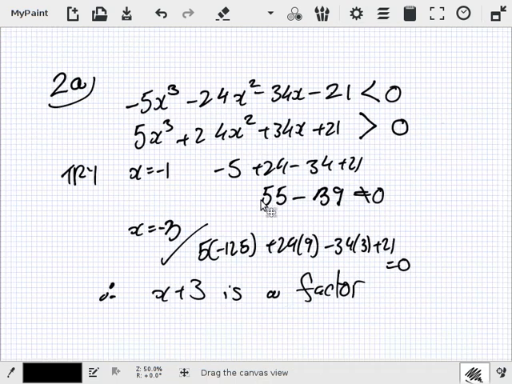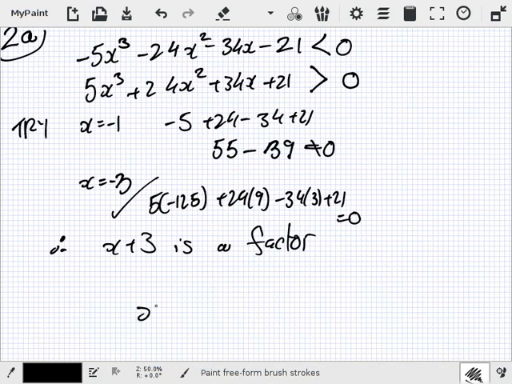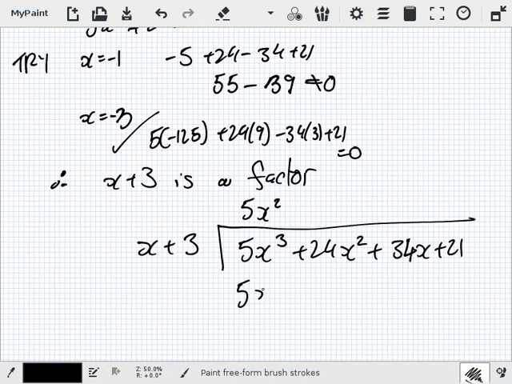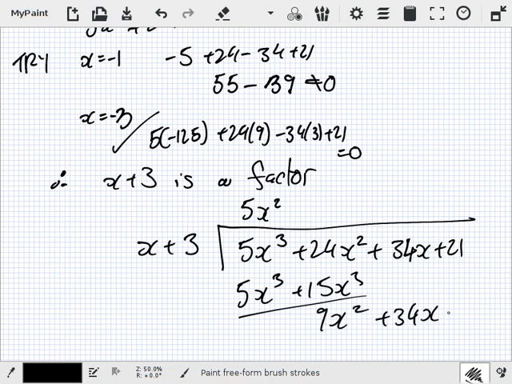Okay, let's divide now. x plus 3 divided into 5x cubed plus 24x squared plus... No, they're all pluses now, aren't they? Yeah. Okay, what's first here? It's 5x squared, isn't it? So that's 5x cubed plus 15x squared. 9x squared plus 34x plus 21.